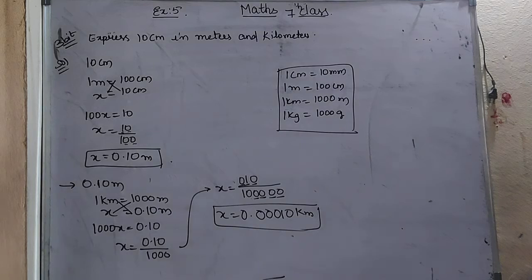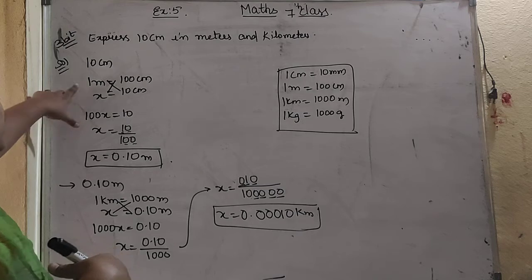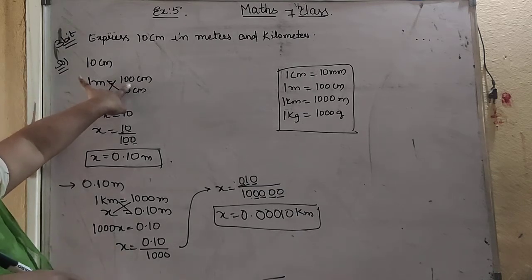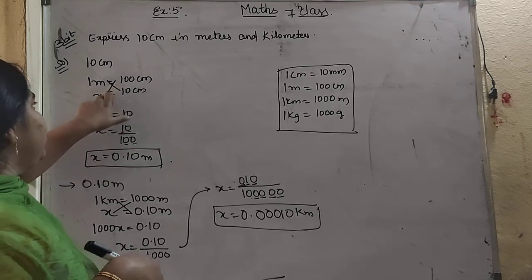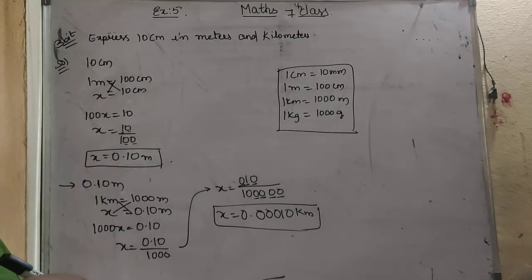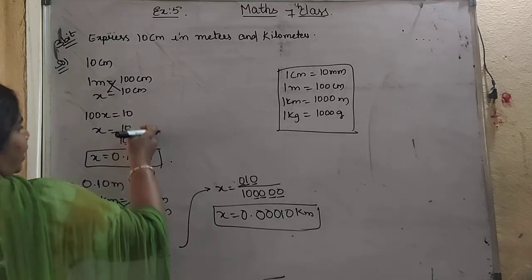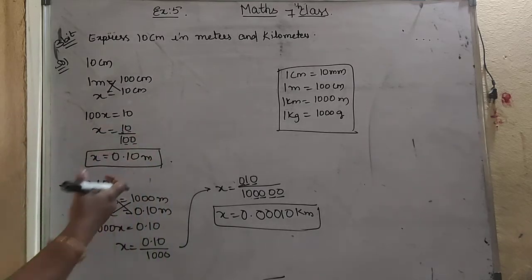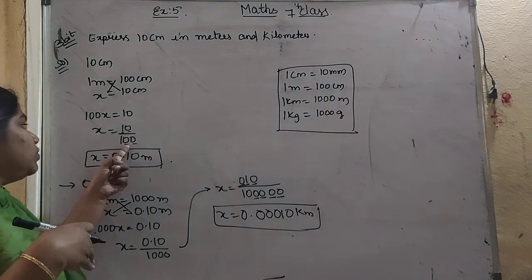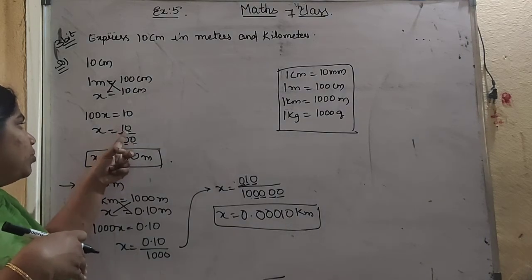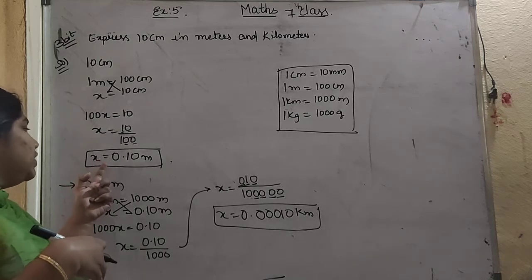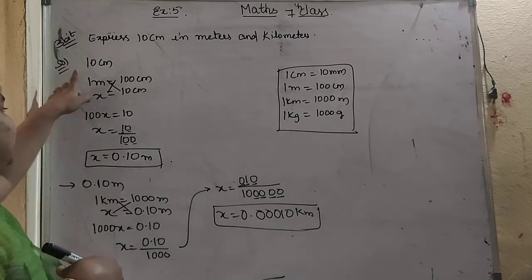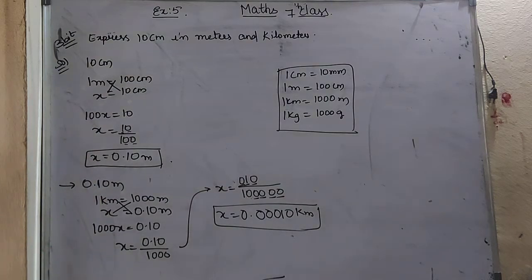So what we did: first, we converted 10 centimeters into meters, using the conversion 1 meter is equal to 100 centimeters. We have to find how many meters 10 centimeters is. If you do cross multiplication, you get 0.10 meters. You can also divide directly; I did it with direct conversion. Here there are 2 zeros in the denominator, so before two numbers I have kept a point. Now it has become 0.10 meters. So 10 centimeters is equal to 0.10 meters.